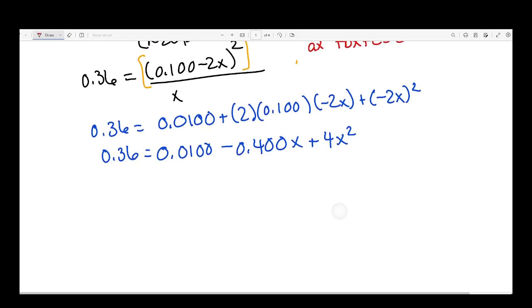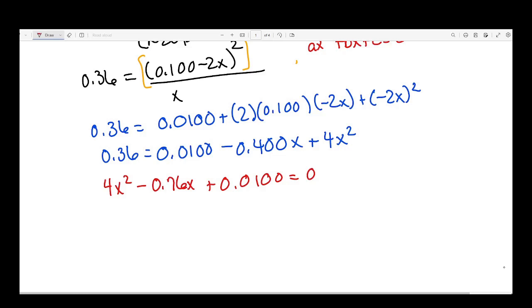So what we're going to do is put my 4x squared on the left. Basically I'm going to have to change the sign on everything, because if I move the 4x squared to the left, I'm going to be changing the sign. So I end up with 4x squared minus 0.76x plus 0.0100 equals 0. So I combined like terms and got the 0 on the right and all the other terms on the left.